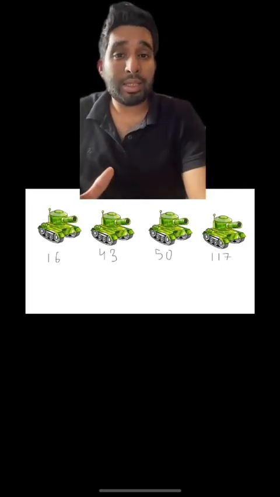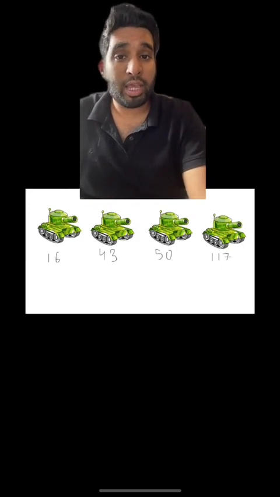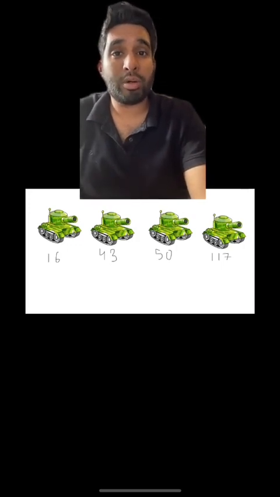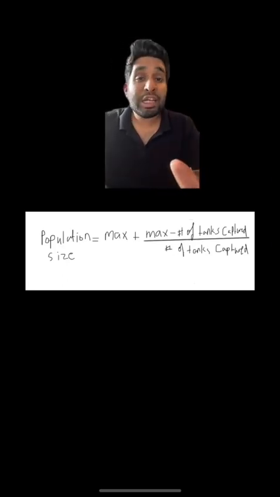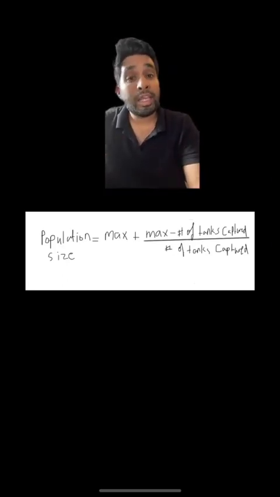For example's sake, we'll say that they had these 4 tanks with these following serial numbers. Now the question is, is it possible to guess the total number of tanks with a small sample? And although it seems impossible, the answer is yes, as long as the numbers were sequential and the very first tank was labeled 1. Then you can use this formula, which is very accurate, definitely more accurate than the spies. And here is how it works.